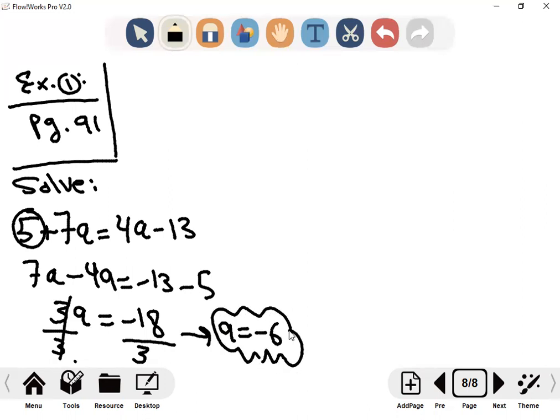How do we check our answer? Replace a in the equation. Let's do it mentally this time. 7 times negative 6 is negative 42. So negative 42 plus 5 is negative 37. Then 4 times negative 6 is negative 24, minus 30 is negative 37. The two sides are equal. Only negative 6 can make the two sides equal. Done?